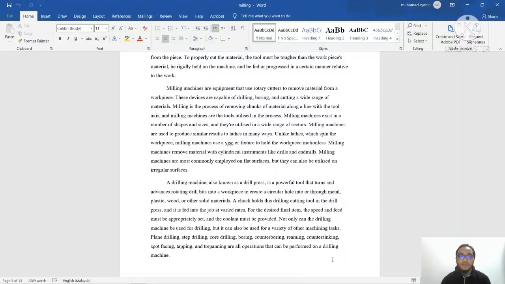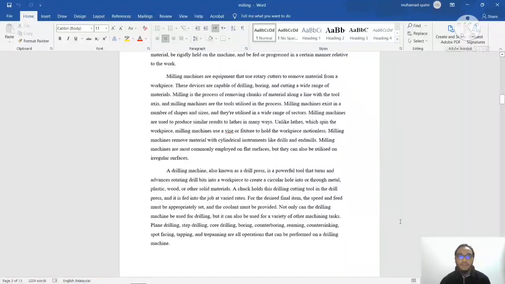Milling machines are used to produce similar results to lathes in many ways, but unlike lathes, which spin the workpiece, milling machines use a vise or fixture to hold the workpiece motionless. Milling machines remove material with cylindrical instruments like drills and mills. Milling machines are most commonly employed on flat surfaces, but they can also be utilized on irregular surfaces.